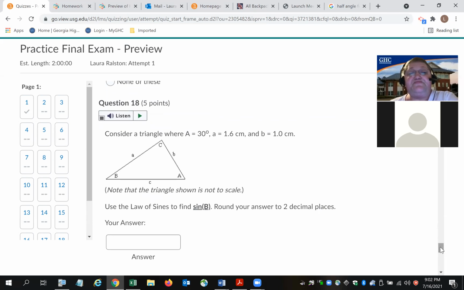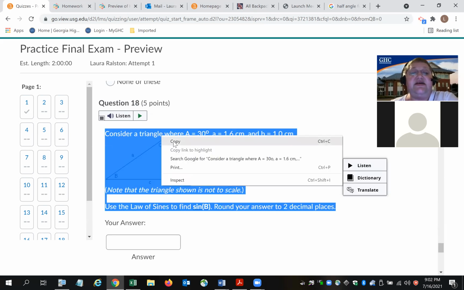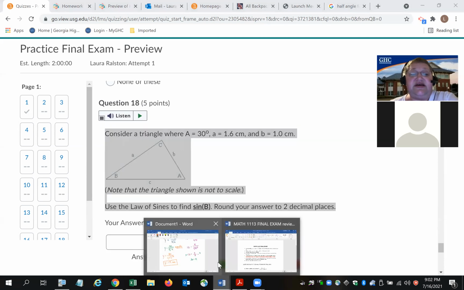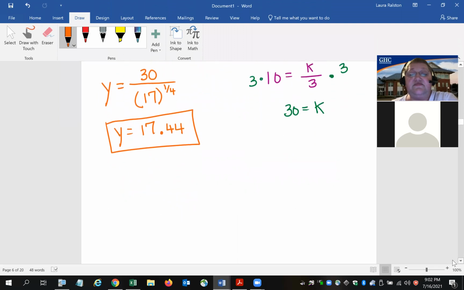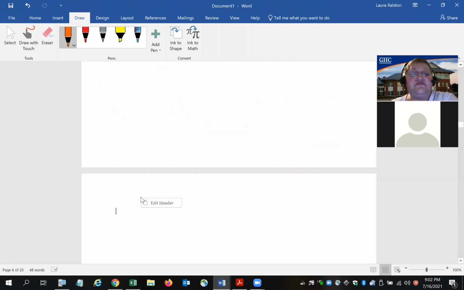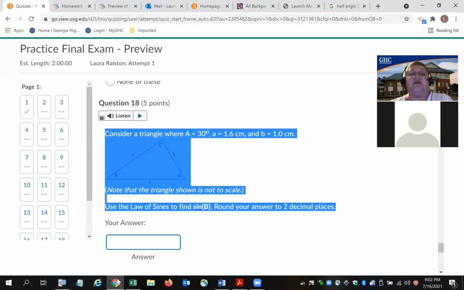Can you work that one out, Miss Ralston? Yes, ma'am. Let me see if it'll copy. I don't know if that triangle will copy or not. If it doesn't, I can sketch it myself. Okay, it's not going to copy, so let me write down the information and then I'll carry it over.